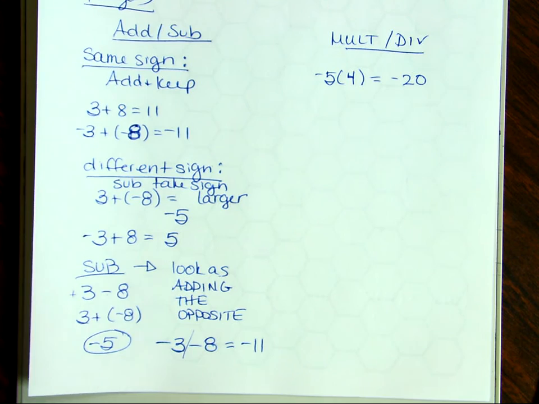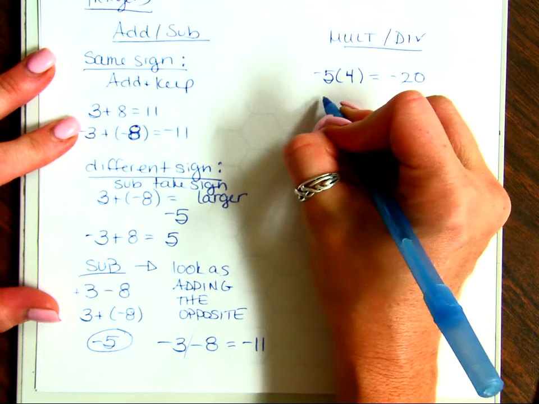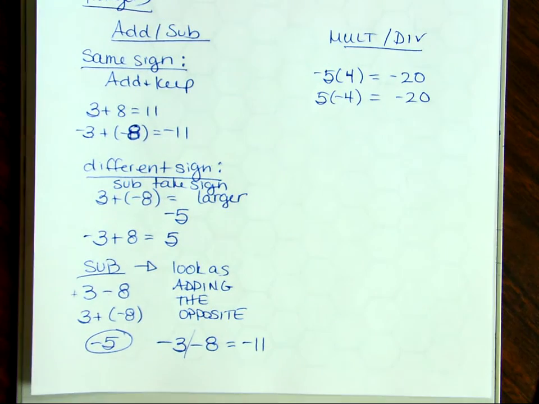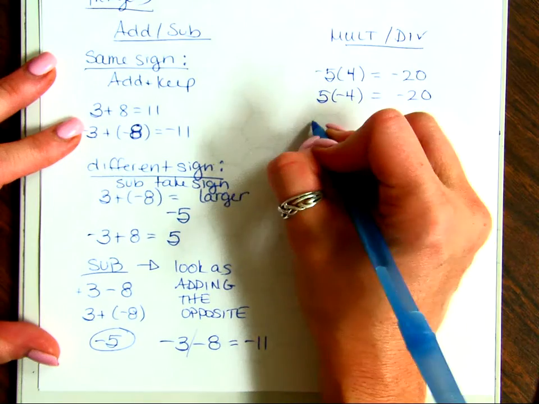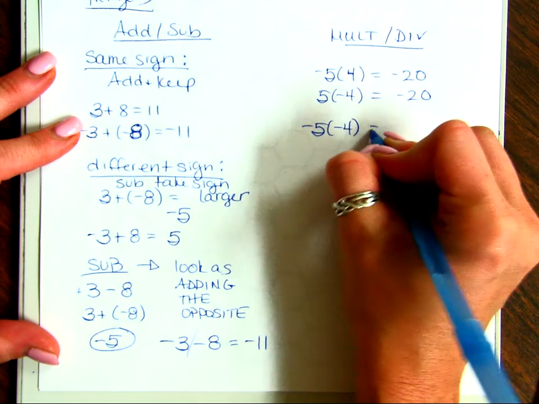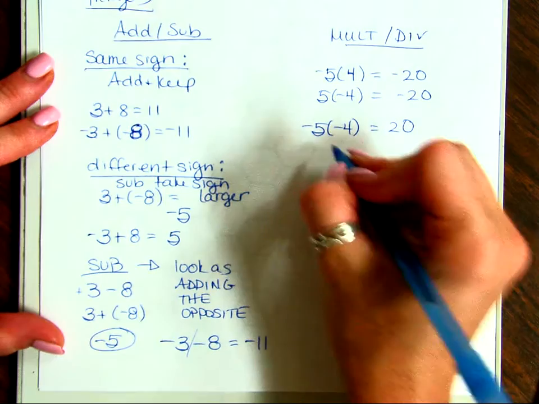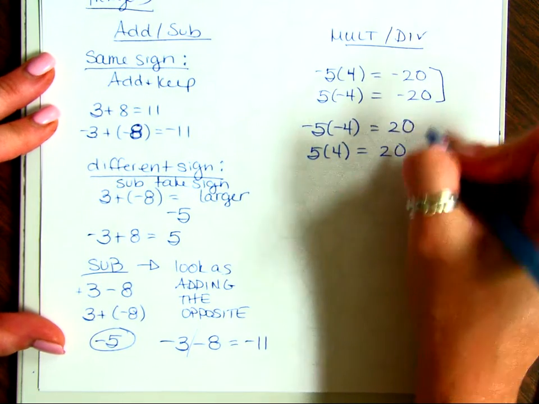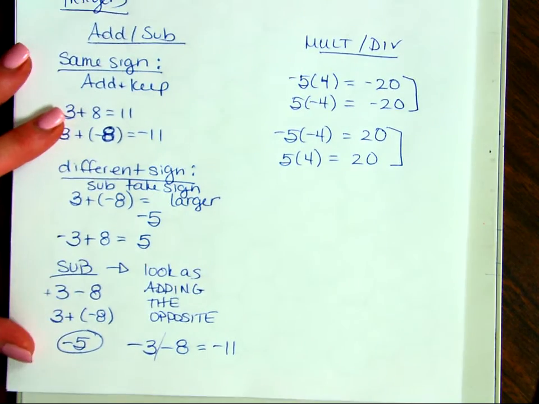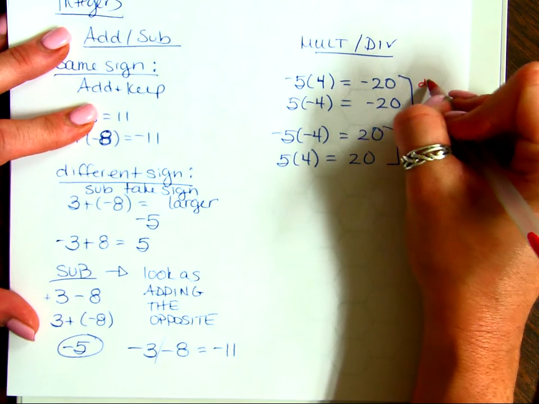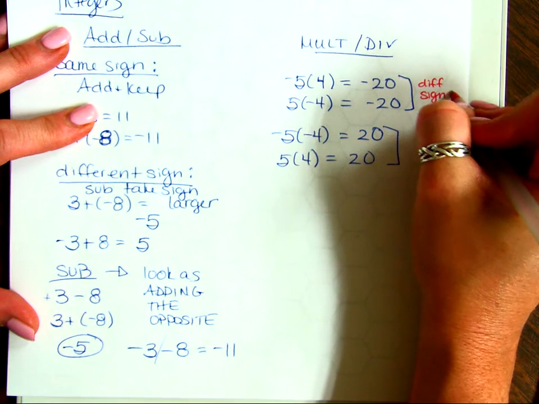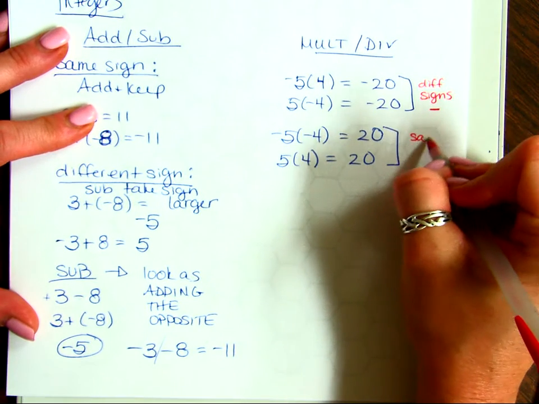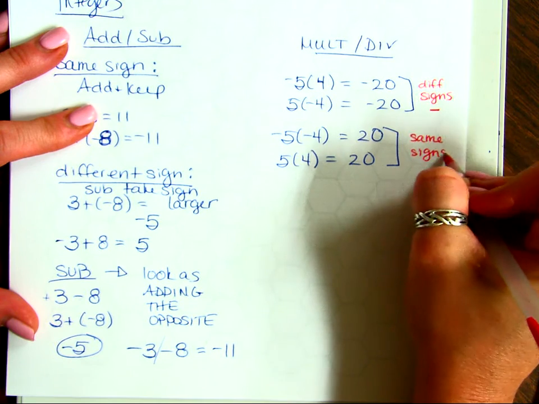I'm really flying through this, because I know you worked with these a lot last year. Does it matter if the 5 is positive and the 4 is negative? Nope. If one of them is negative, your answer is negative. But the minute I make them both negative, that's when your answer becomes positive. And a positive 5 times a positive 4 is a positive 20. So we can say a generalized rule about these two. If you have different signs, it will be a negative answer. If the signs are the same, then it will be a positive answer.